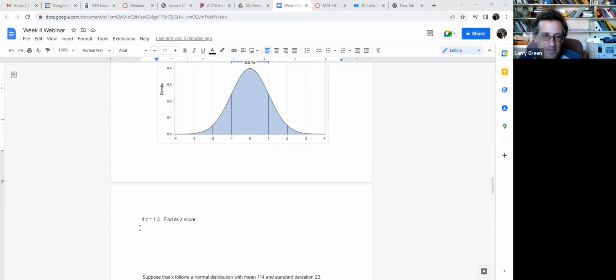Let's suppose that z is equal to 1.3. So here's 1.3 on the curve right around here somewhere. Let's see if we can find the z-score. Who remembers the formula for the z-score? What's the formula for the z-score? You can pop in the chat box if you remember. And you can spell out the Greek letters because it's too hard to put Greek in the chat box. I don't think it's even possible.